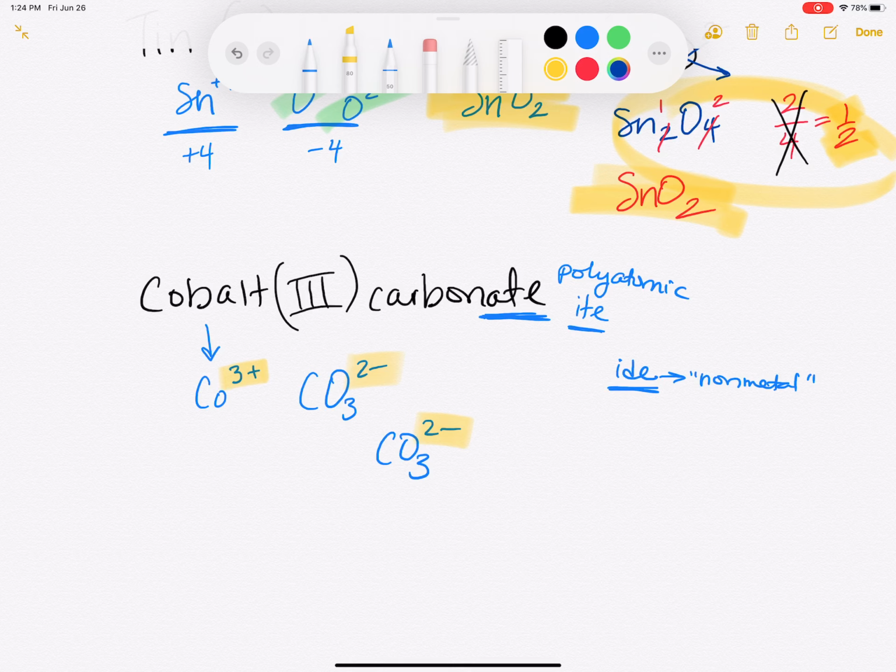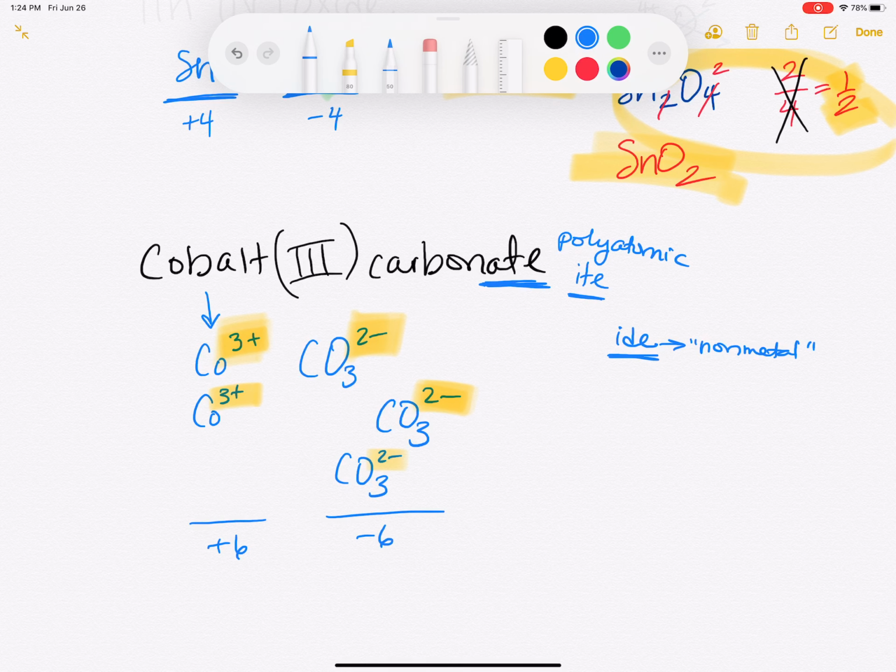This is not balanced. So now I'm going to go ahead and add another cobalt. If I add another cobalt, then now I have 3 plus and 3 plus, that's 6 plus. If I go back here, check on my carbonate, I have 2 minus and 2 minus, that's 4 minus. 6 plus compared to 4 minus, I'm not balanced. If I add one more carbonate, then now I have a 6 minus charge and a 6 plus charge. So collectively, I'm equal but opposite for my overall charges. Now I'm balanced.